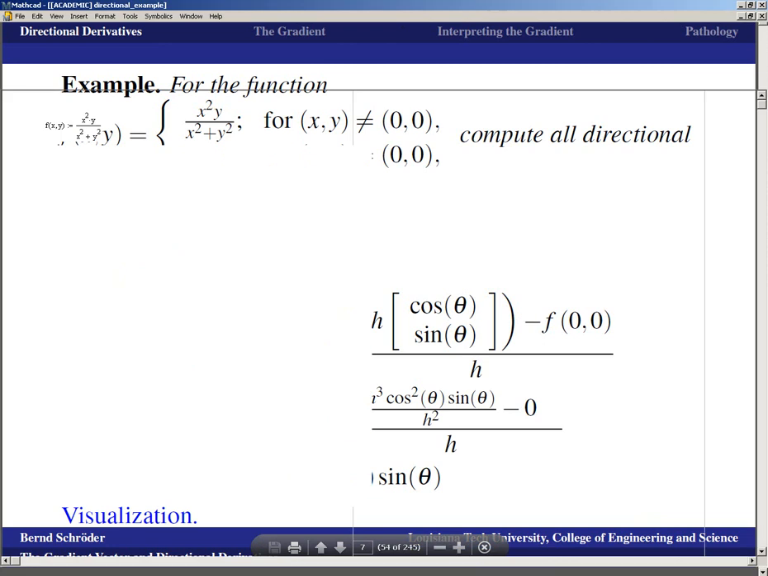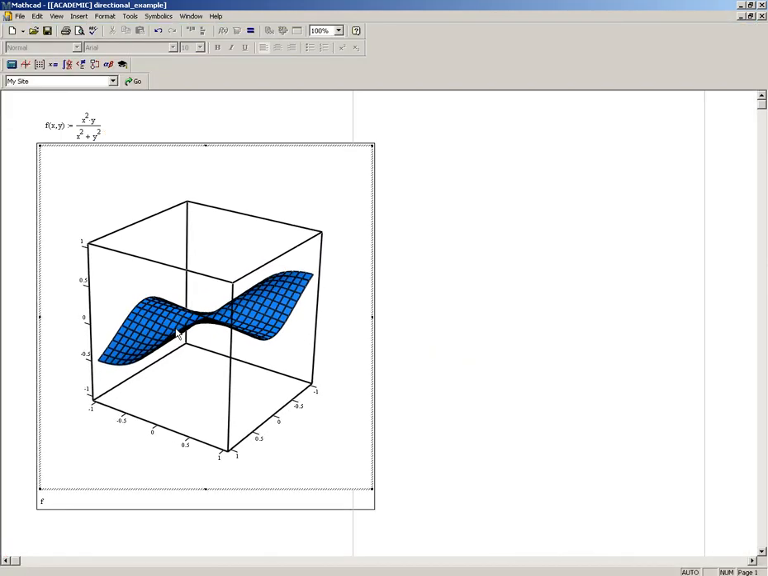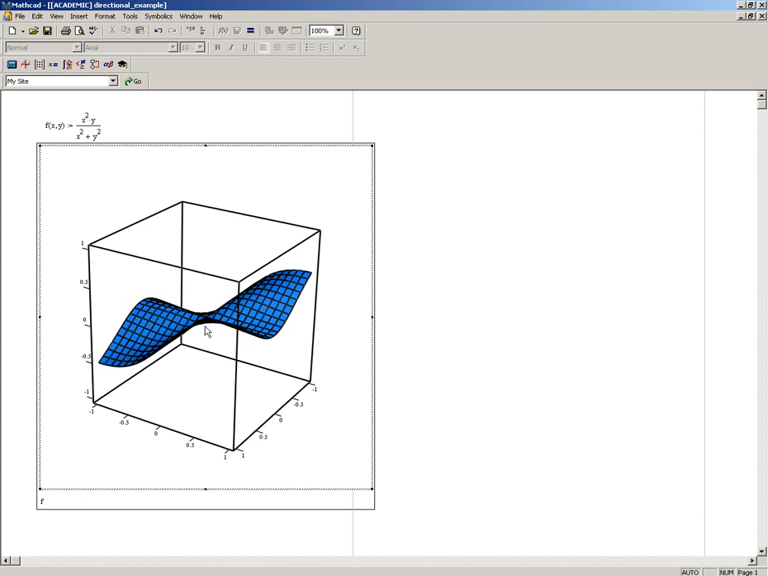And that is something that we can also take a nice look at. Here is the function. It's this nice butterfly-like shape, and we have that the derivative is cosine squared theta sine theta. So if theta equals 0 is here, cosine squared theta sine theta makes this oscillation all the way around the origin. And it's 0 along the axes because cosine theta is equal to 0 for theta being pi halves and theta being 3 pi halves, and sine theta is equal to 0 for theta being 0 and theta being pi.